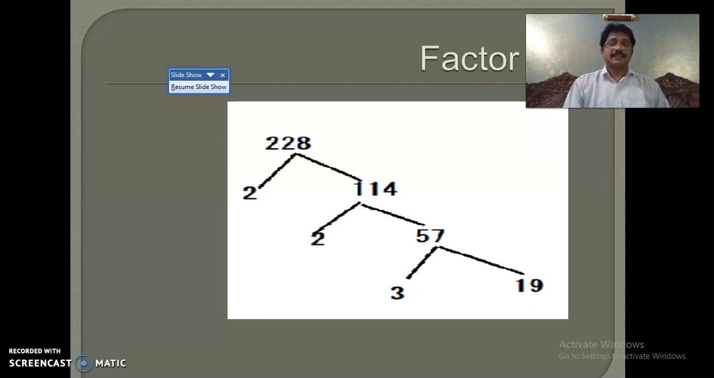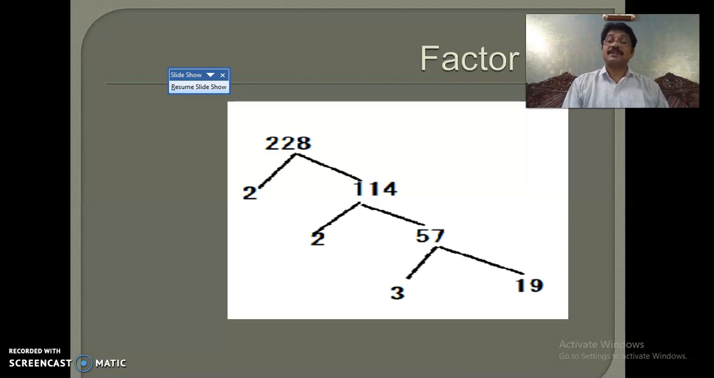Okay. 114 is divisible by 2. When 114 is divided by 2, the quotient is 57. But 57 is not an even number, because the unit digit of 57 is not 0, 2, 4, 6 or 8. It is 7, so it is not divisible by 2. After 2, what is the next prime number? 3. So divide with 3.